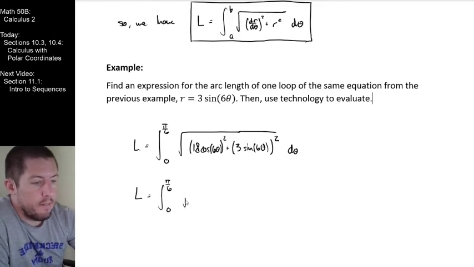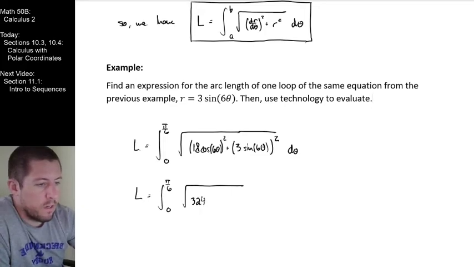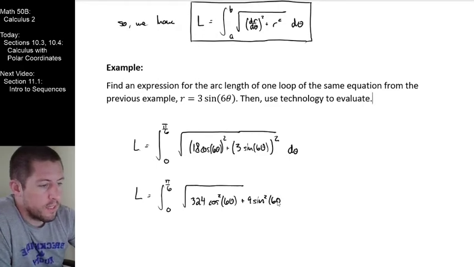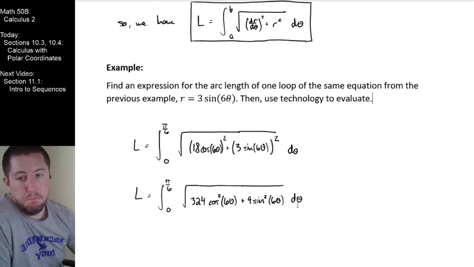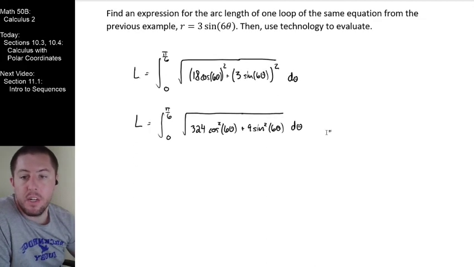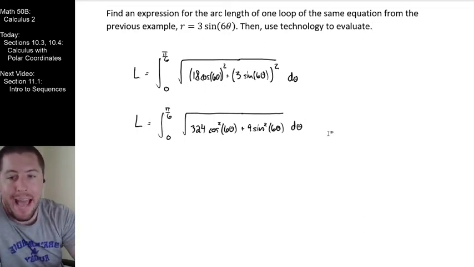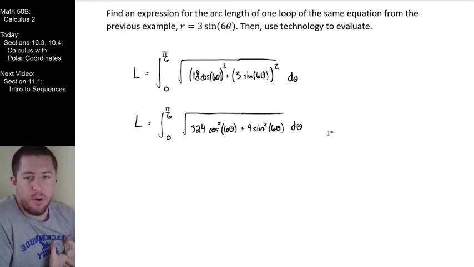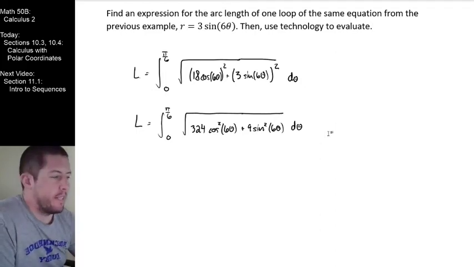The integral from 0 to pi sixth of the square root of, let's see, 18 squared is 324 cosine squared of 6 theta plus 9 sine squared of 6 theta d theta. And there we go. I've come up with an expression that represents the arc length of one loop. So let's estimate what we're going to get, and then let's throw it into Desmos, and then we'll say, oh, cool, we nailed it.